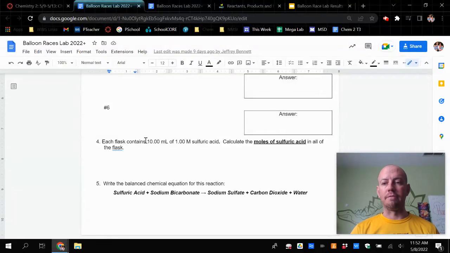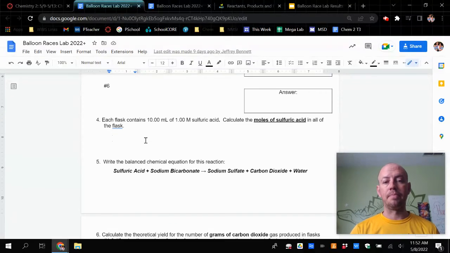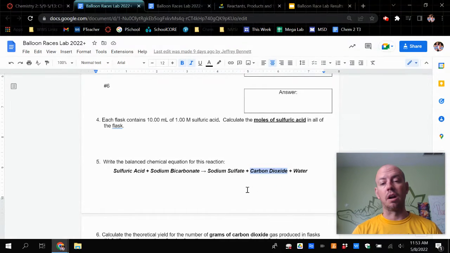Here, we've got molarity and volume. We just make sure we have the right equations. Molarity is moles over liters. Let's solve for our moles. It's the same for all of them. Right here, we're writing out our balanced equation. The key parts that are important are reactant number 1, reactant number 2, and then the product that we observed was the carbon dioxide.